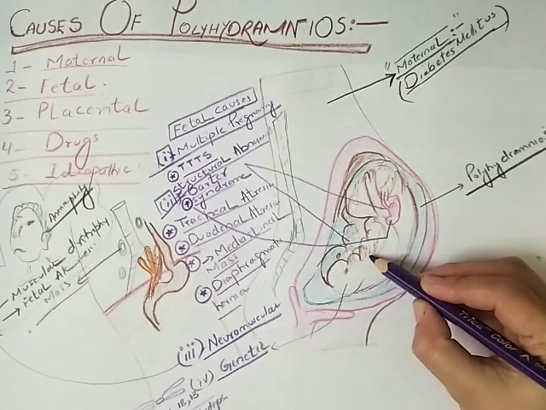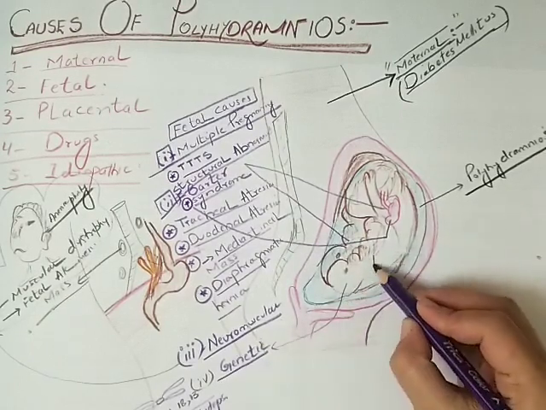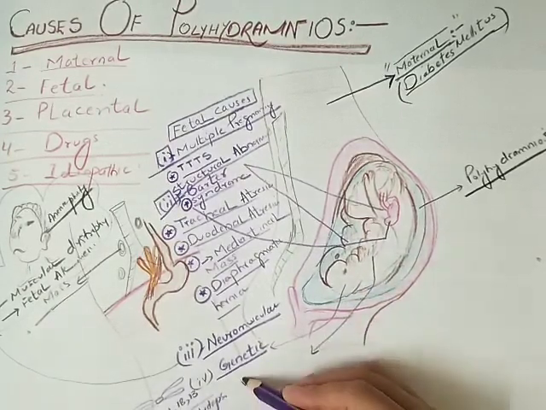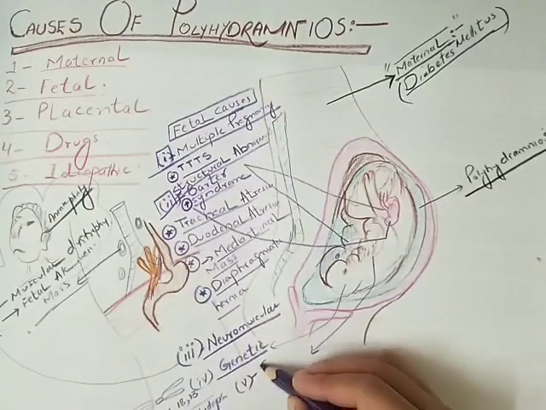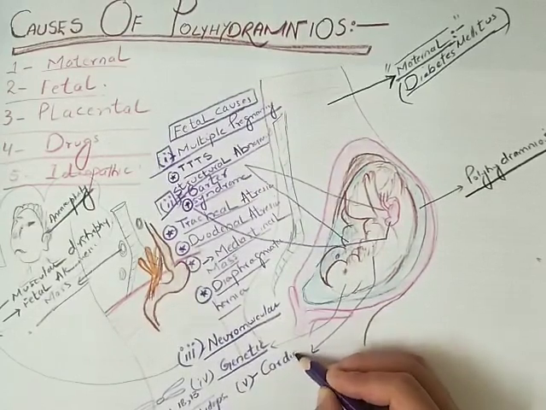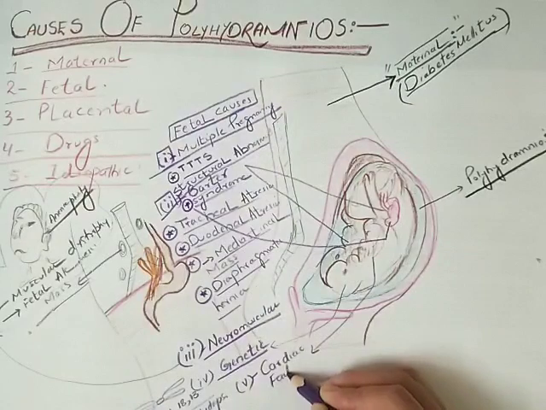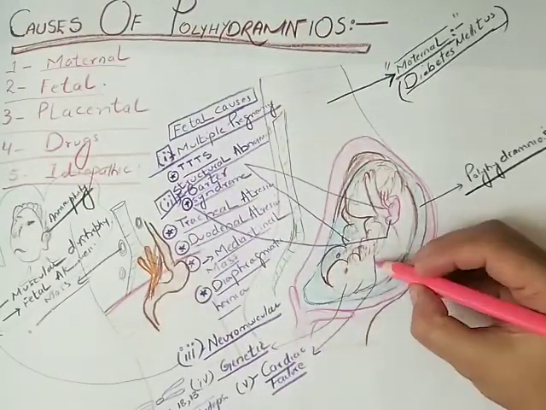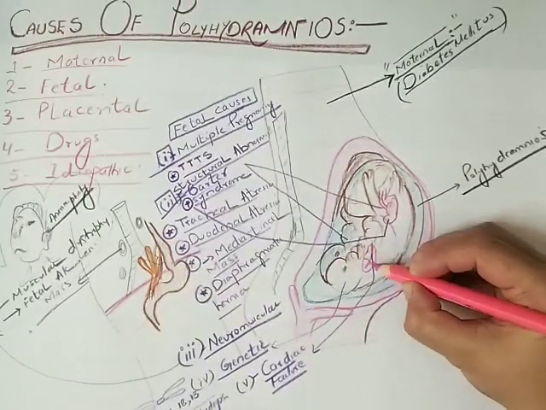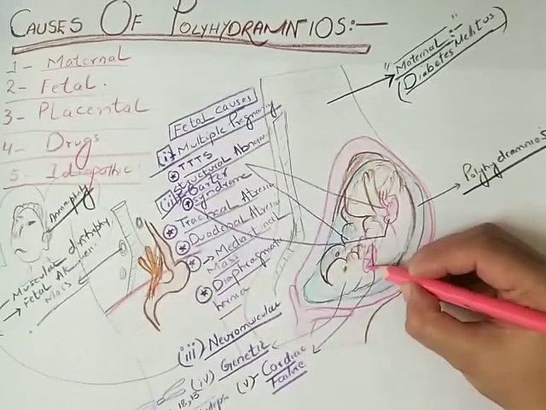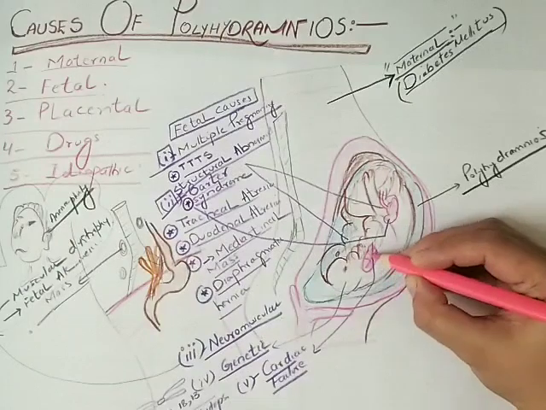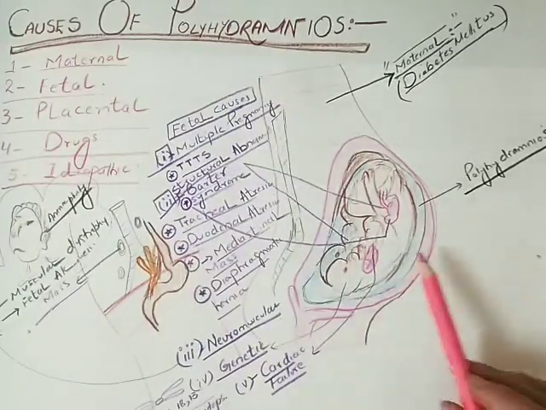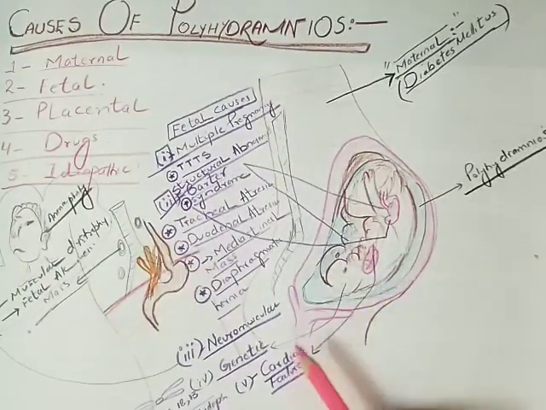Now the fifth important cause in the fetus is that of heart failure. Heart failure or cardiac failure in the fetus can result in polyhydramnios. This fetus is having heart definitely, and that heart, due to certain condition, has failed now. Now, what are the conditions which can cause the cardiac failure?